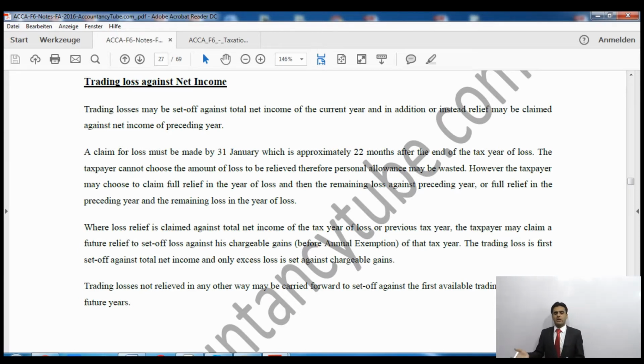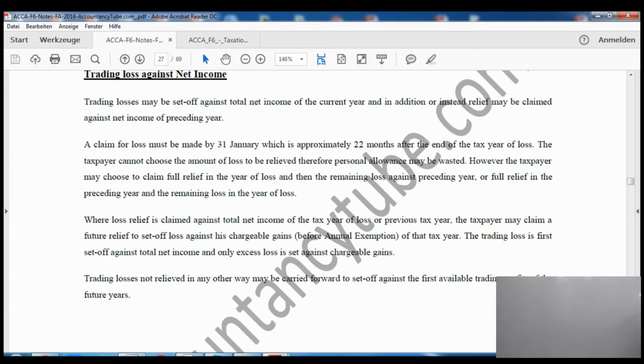However, when I talk about trading income, it is only a business income. So whatever income I am earning from business, that is a trading income. When I talk about a net income or total income, that is the whole lot, inclusive of trading income, property income, business income, interest income, dividend income, everything.